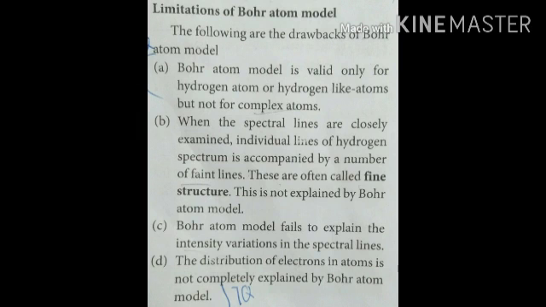Fourth one, the Bohr atom model cannot completely explain the distribution of electrons in the atom. These are all about the limitations of the Bohr atom model.